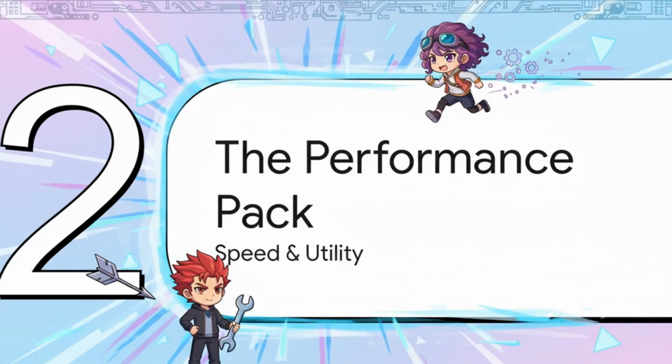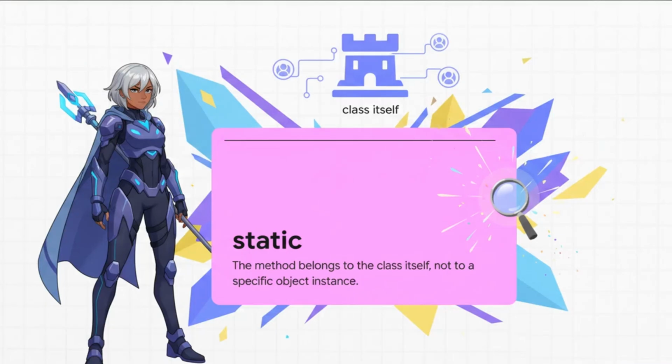And speaking of speed, that's the perfect segue to our next group of superpowers, the performance pack. These are the keywords you're going to reach for when you just need things to be efficient and useful. So let's meet our utility hero, static. The key thing to get here is that a static method doesn't belong to a single object. It belongs to the class itself.